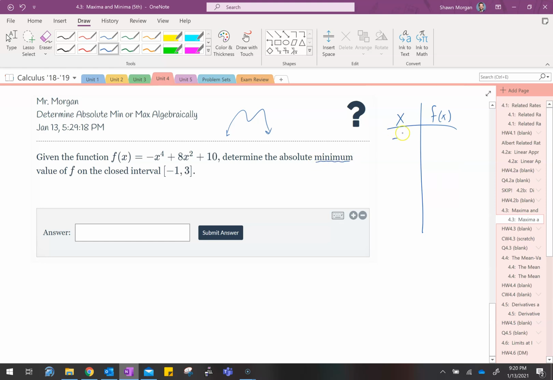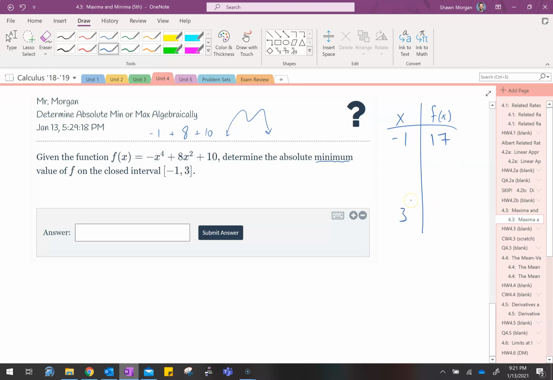First thing I'm going to do is enter in -1, since that's my left endpoint, right? And you could do this with a calculator as need be, but I think we could do this by hand easily enough. -1 to the fourth is 1, and then the negative coefficient makes that -1. -1 squared is 1 times 8 is 8, so 1 plus 8 plus 10, and so that looks like that's going to be 17 is the output that we get.